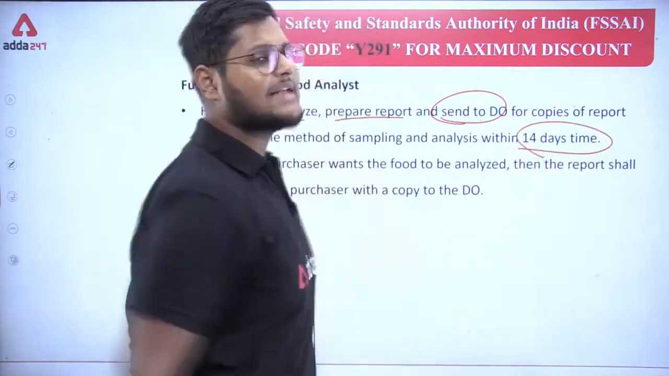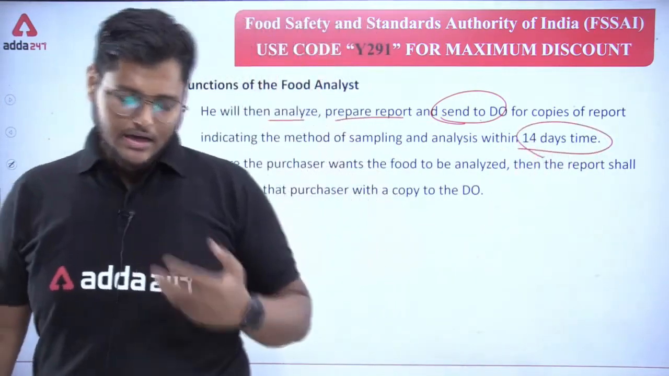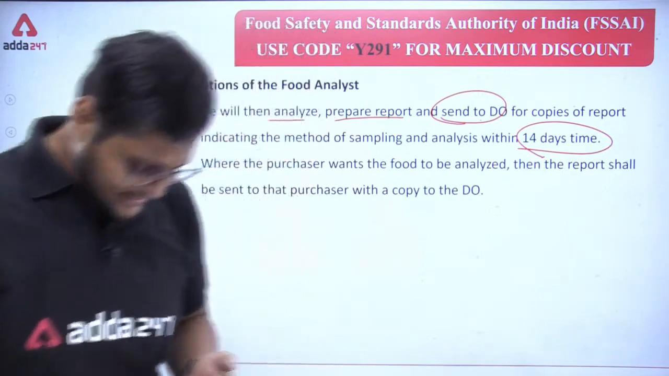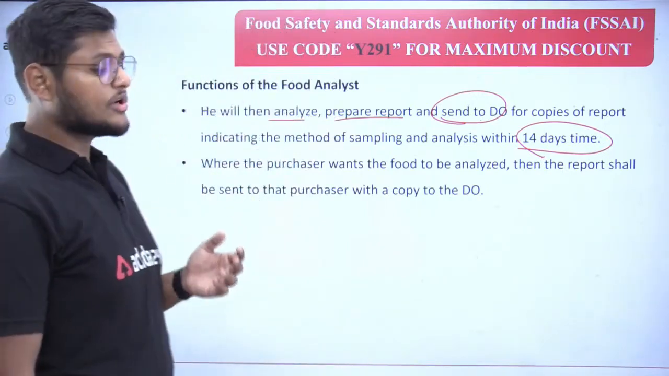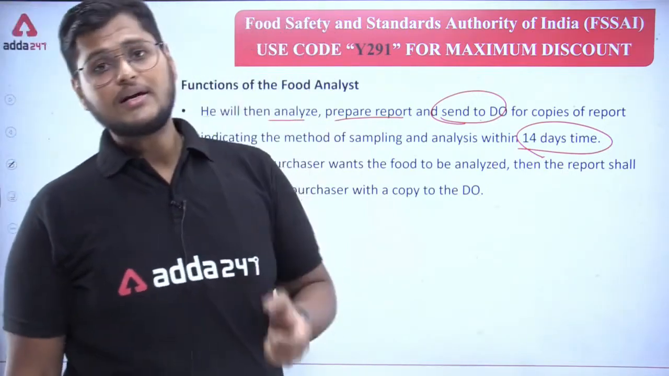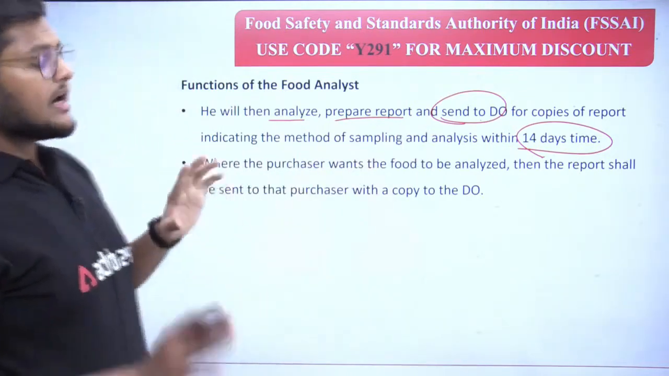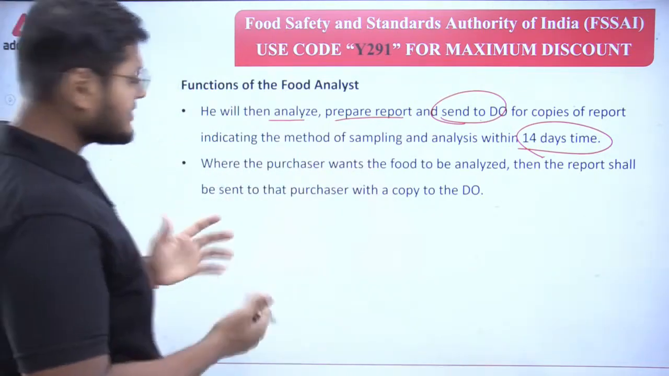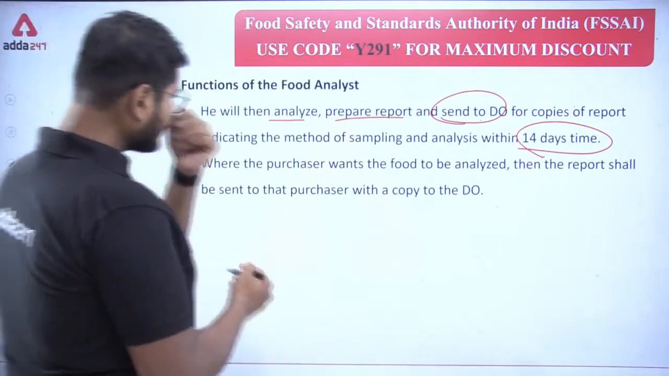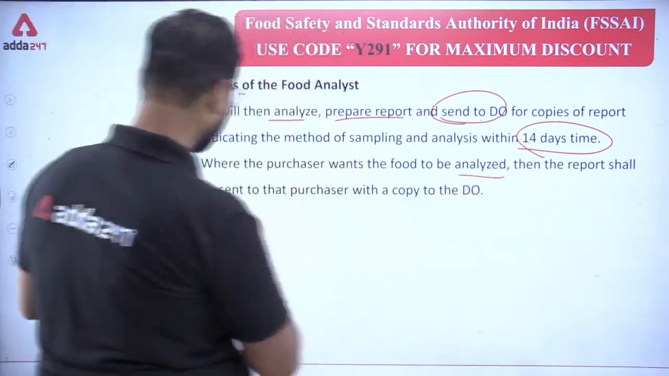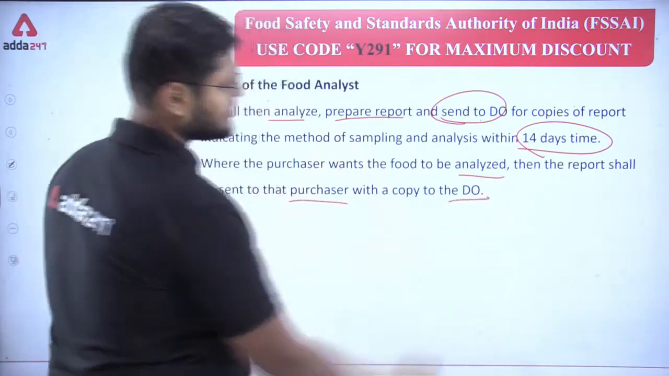You have to remember this time. For example, within 7 days, the food analyst has to inform regarding the broken container. Within 14 days, the food analyst has to send the analyzed report. Where the purchaser wants the food to be analyzed, the report shall be sent to that purchaser with a copy to the DO.